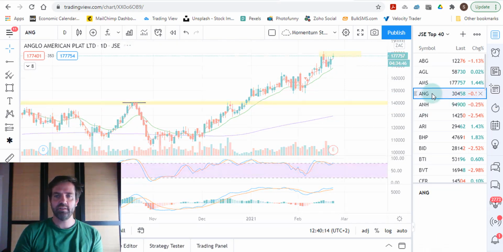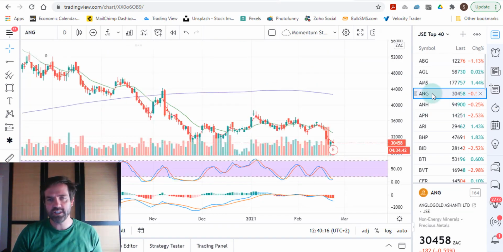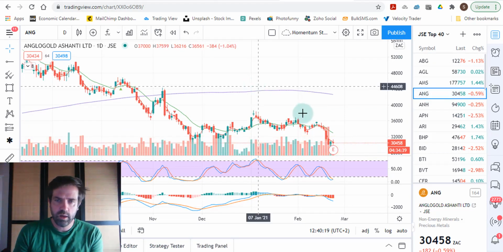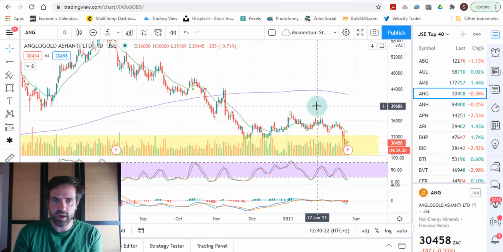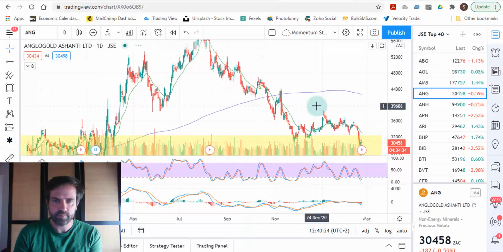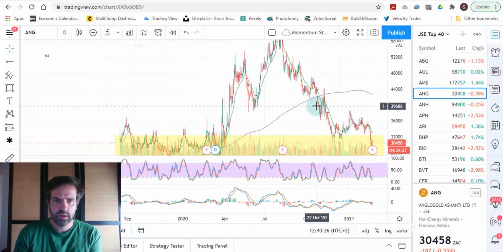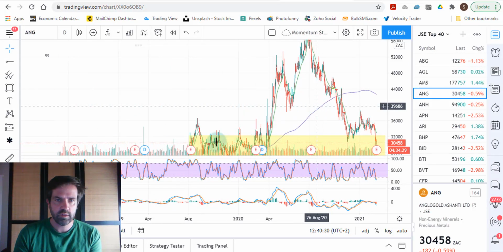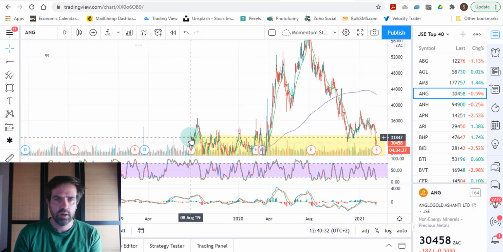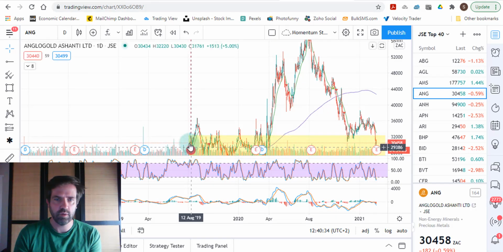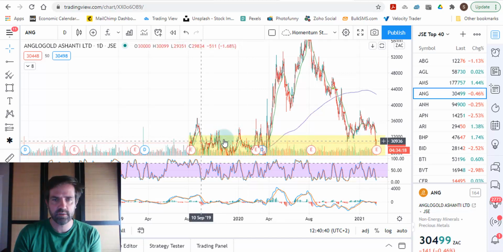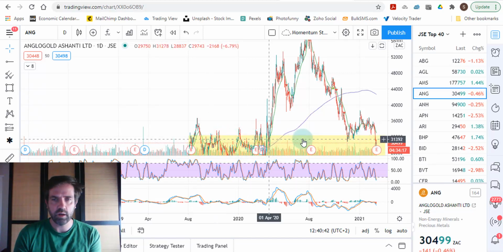ANG is the next on the list. That's Anglo Gold Ashanti. Now with this one, we are at the bottom of a downward move. If you zoom out, you'll see that this level that it's currently trading at is quite a strong support level. Goes all the way back to August 2019. This area is a definite area of interest. It's bounced up and down there quite a lot of times.